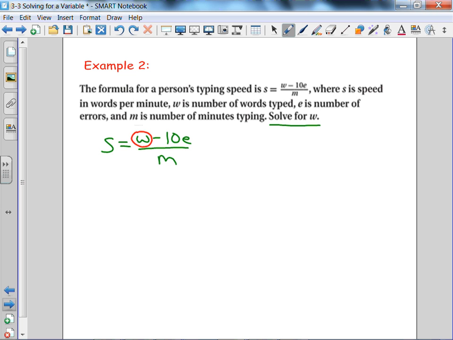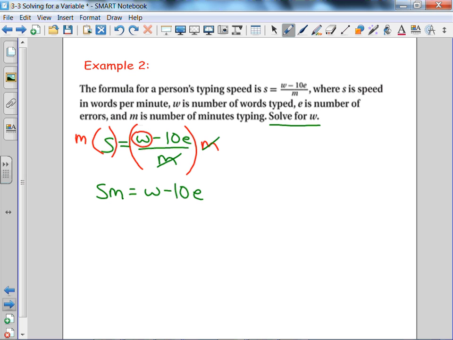So the very first thing I'm going to do is the reverse order of operations. I'm going to multiply both sides by M. So when I multiply both sides by M, on the left-hand side I'll get SM, and on the right-hand side I will get W minus 10E. The M's will cancel.